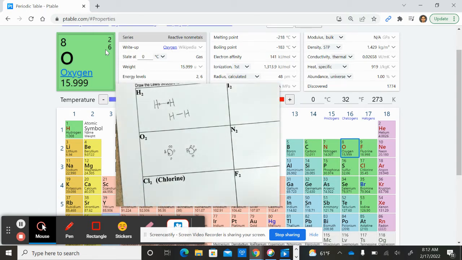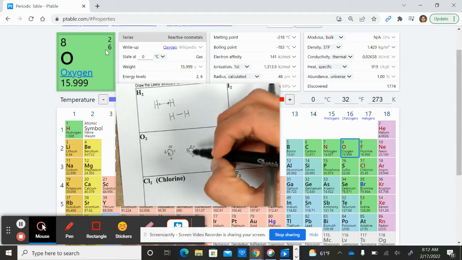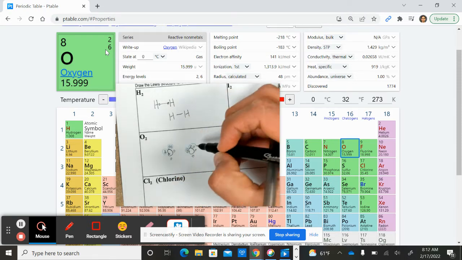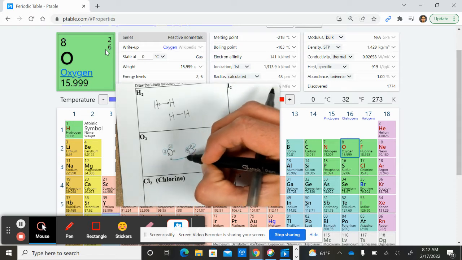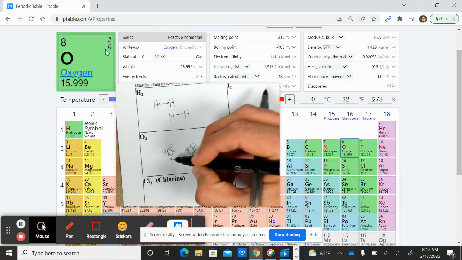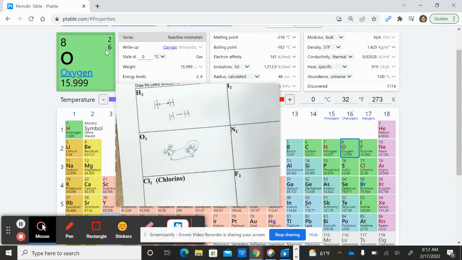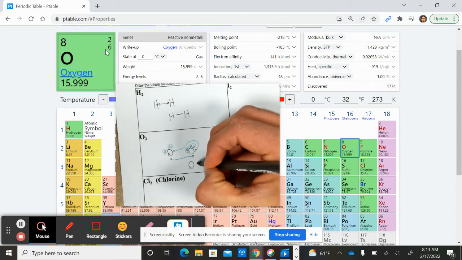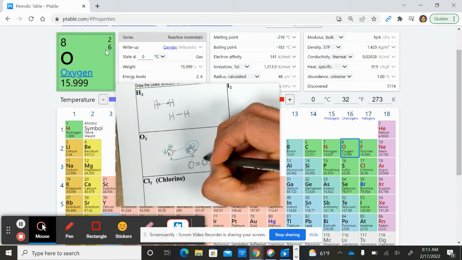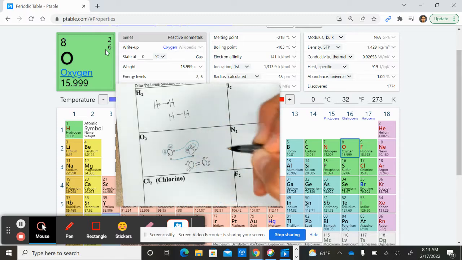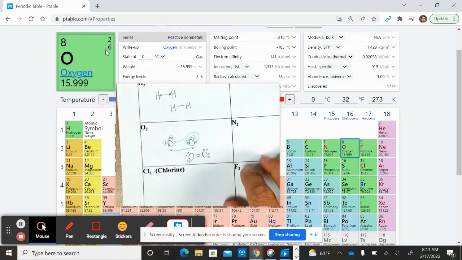Then I link up my single electrons, but for now let's circle our lone pairs just to make sure we do not bond with anything. So here's one bond, single to single, and then another single to another single. These two lines represent a bond, so now I draw a double bond between oxygen and oxygen, and then I place the lone pairs. I have to put the lone pairs.